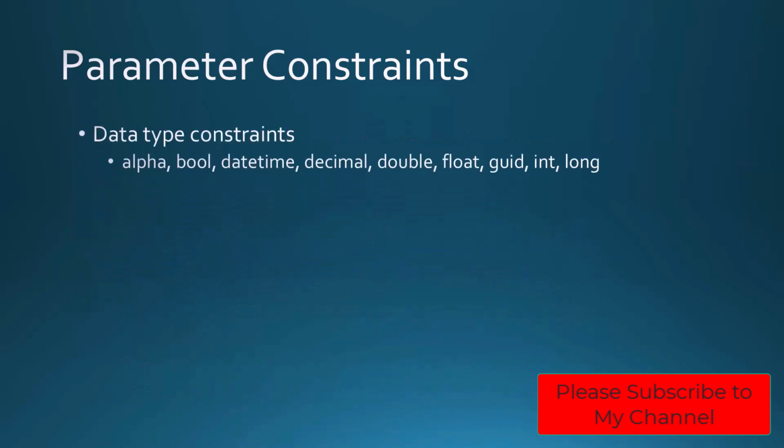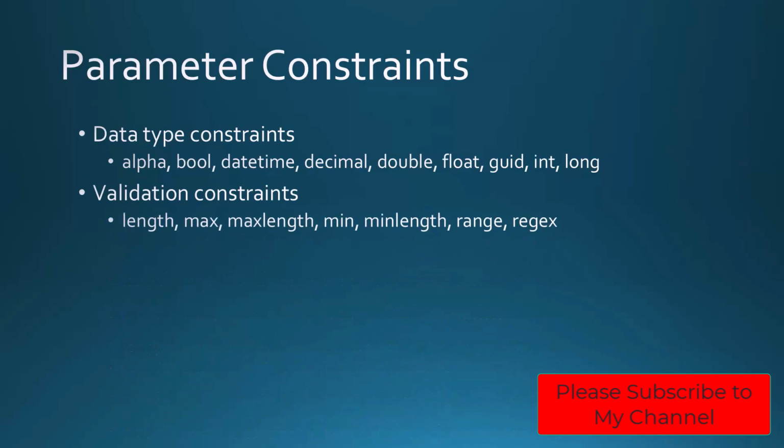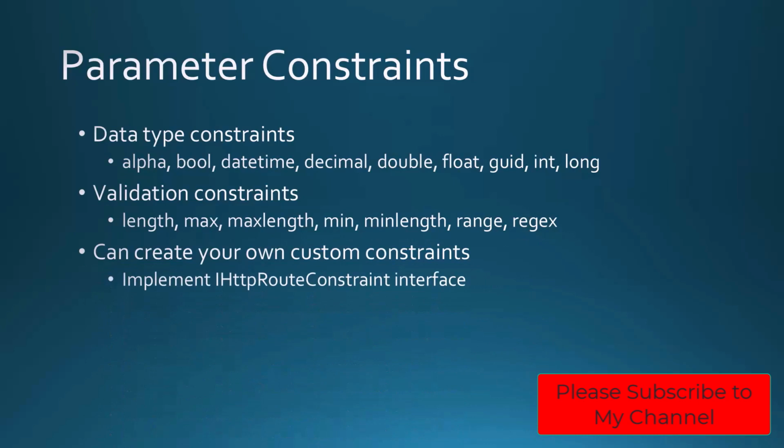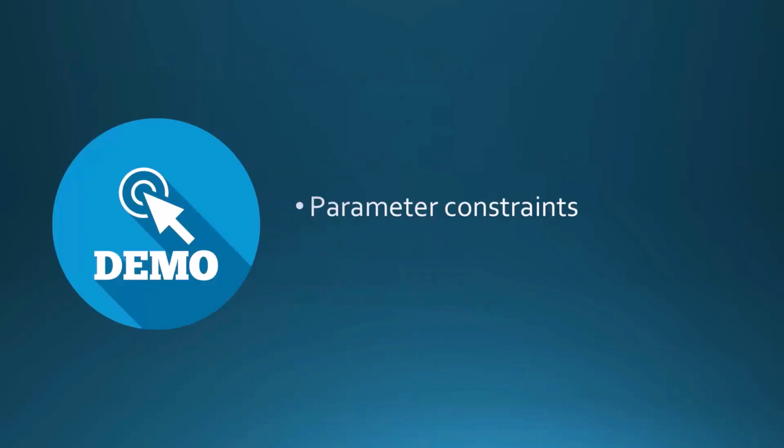So the data type constraints are alpha, bool, date time, decimal, double, float, GUID, int, and long. The validation constraints that we have are length, max, max length, min length, range, regex. And we can even create our own custom constraints if we want. And we implement the iHTTP route constraint interface. And we create a match method that we check the data being passed in, and then we return a true or false of whether or not it's valid. Let's take a look at applying parameter constraints to one of our endpoints.